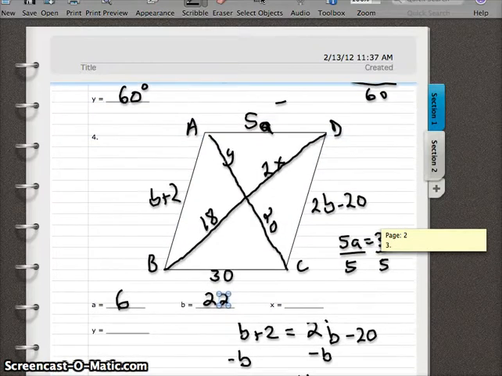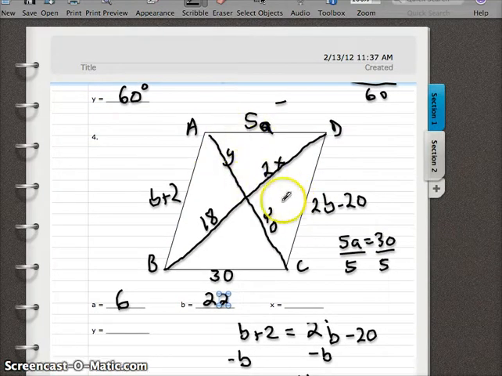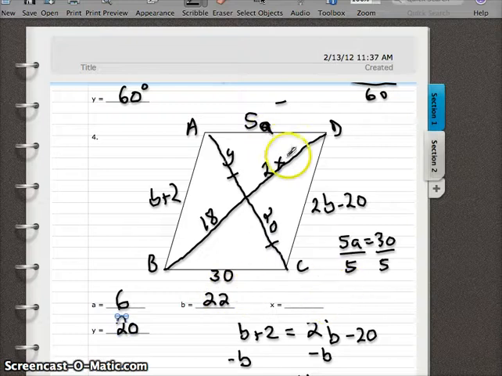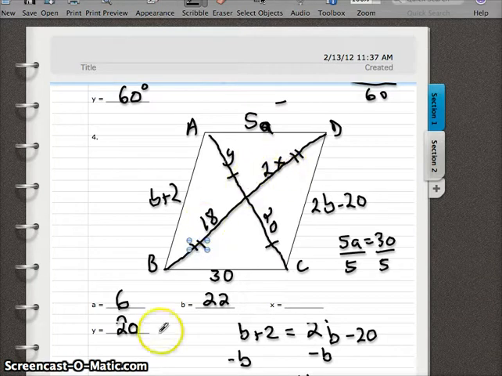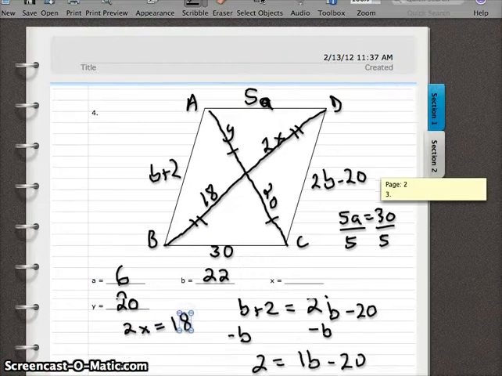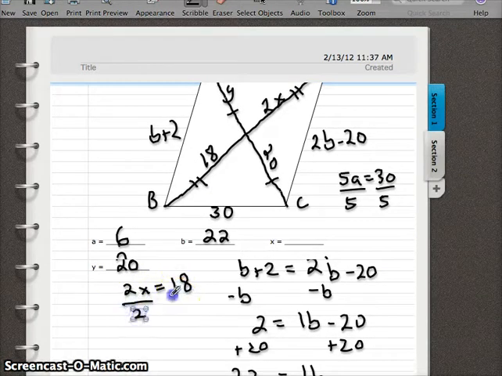What else do we got going on in this picture? Here we're going to talk about the diagonals. Remember, this diagonal is equal to this half of the other, or the other half right here, right? So Y must be 20. Well, that's pretty easy. X, this half of the diagonal, is equal to this half of the diagonal. So we set their values equal to each other. 2x equals 18. And solve for x. All you got to do is divide by 2. And x is 9.